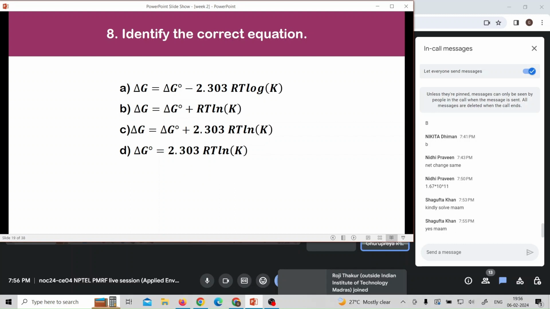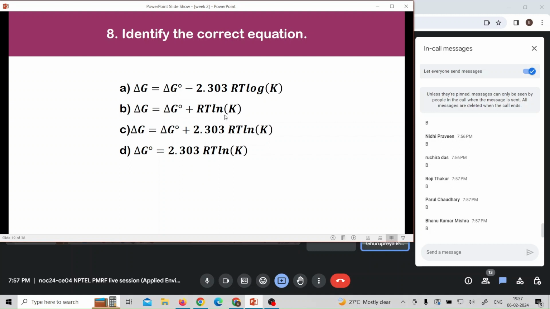So we all know for any system, if you are going to calculate the Gibbs free energy, you have to take into consideration the standard Gibbs free energy, and then the constant or the K factor. Okay, so here you can see many confusing options, but all of you have chosen del G is equal to del G naught plus RT ln K. That's obviously the right answer.